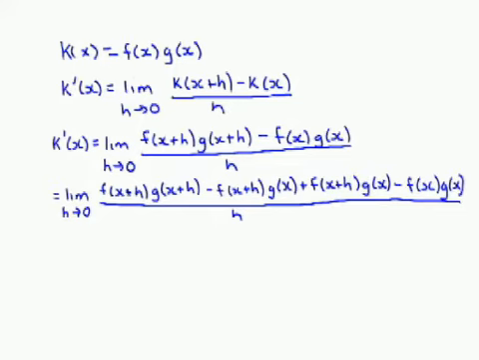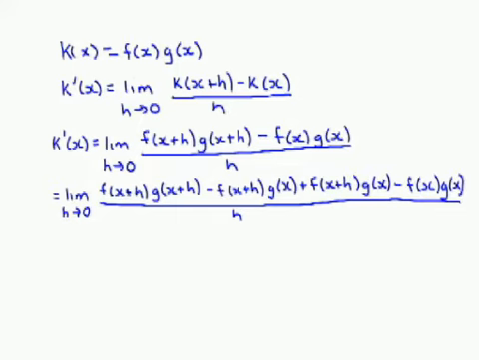In the next line, what we've done is we've looked at the 4 terms that are found in the numerator of our previous expression, and we've grouped the first 2 together and the last 2 together. From the first 2, we can notice that f of x plus h is common to both of those terms. From the last 2, you'll notice that g of x can be common factored out. So that's what we've done.